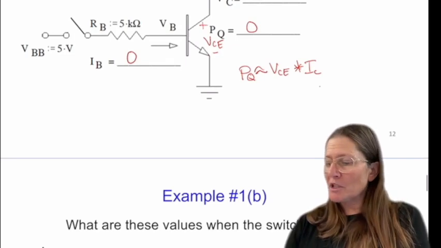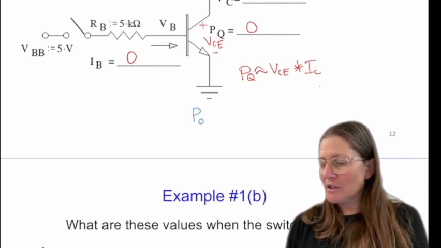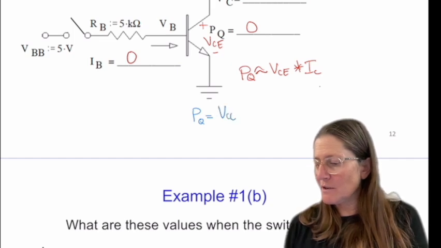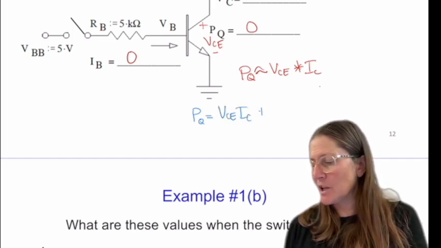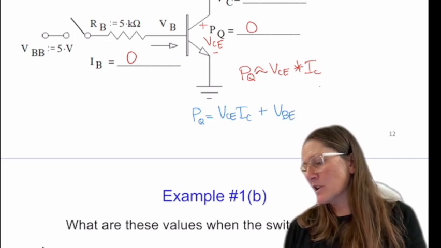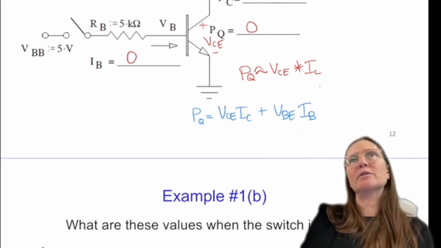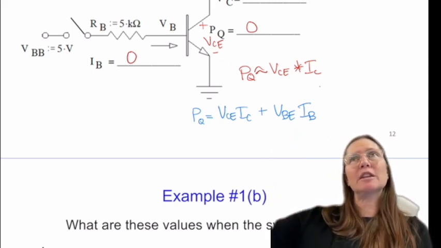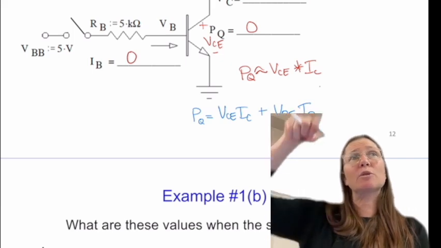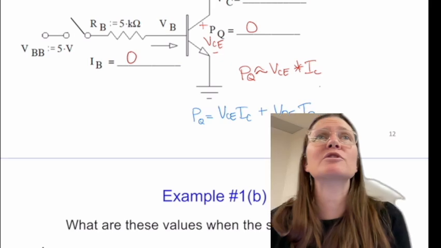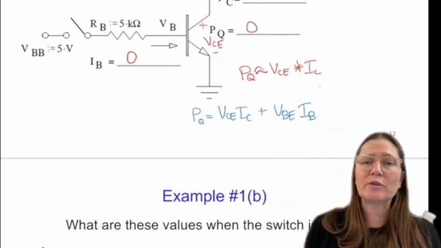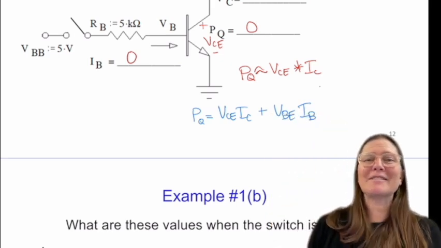To be a little bit more detailed, and again, I'm not going to go into the details of this, it would be VCE times IC plus the power being consumed, because you have two components. You have across the collector and the emitter, and then from the base to emitter, you also have an element that's going to consume power. So you have to add both of those together. That's a simple way to put it.